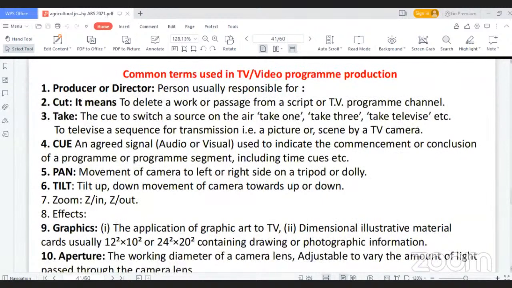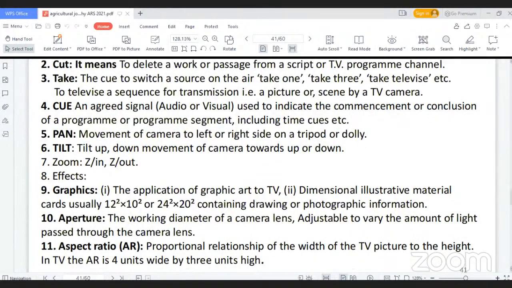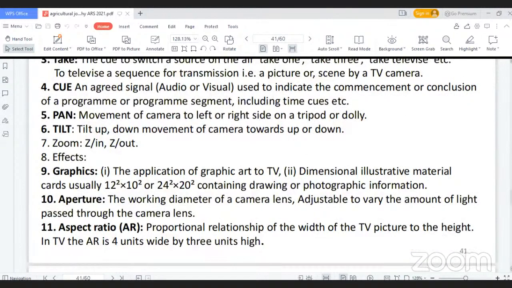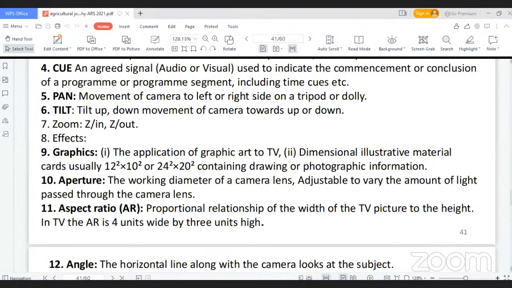If some scene is not properly visualized, not satisfactory, then you may drop the things. Then Q, an agreed signal used to indicate the commencement or conclusion. For the starting or the beginning, you can say Q. Pan: movement of the camera from left to right. On the tripod stand or dolly, you move the camera from right to left to right, that's called pan. Tilt: up, down, or upward.